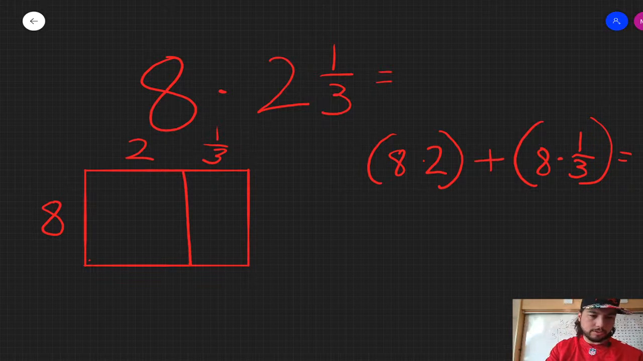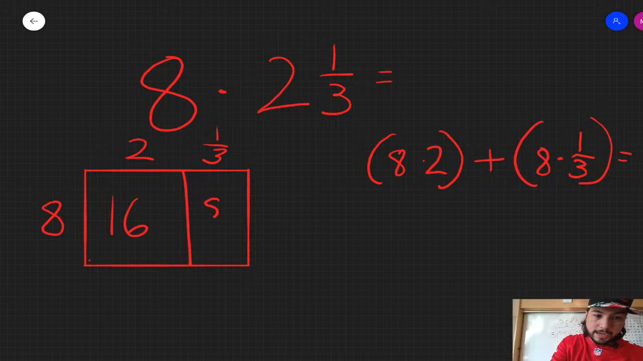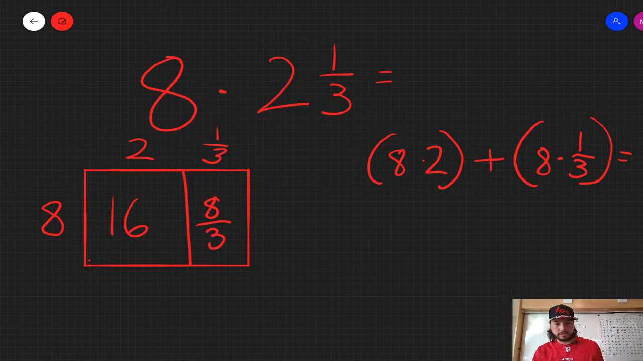So 8 times 2 is 16. And then 8 times 1/3, right? Exactly. Multiply your numerators. 8 times 1 is 8, because you're going to have 8 of them, and the size of each piece is 1/3. So you end up with 8/3.